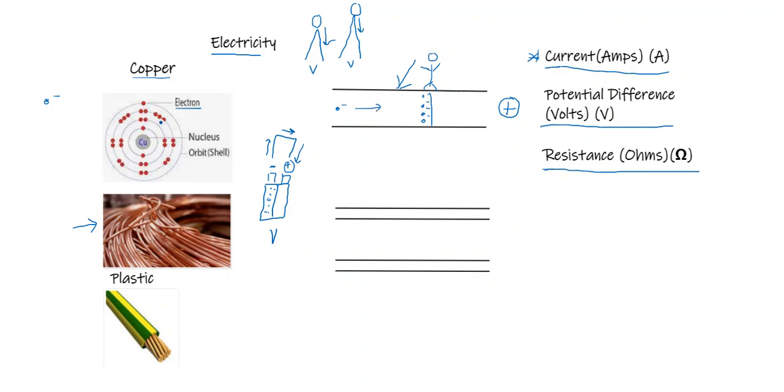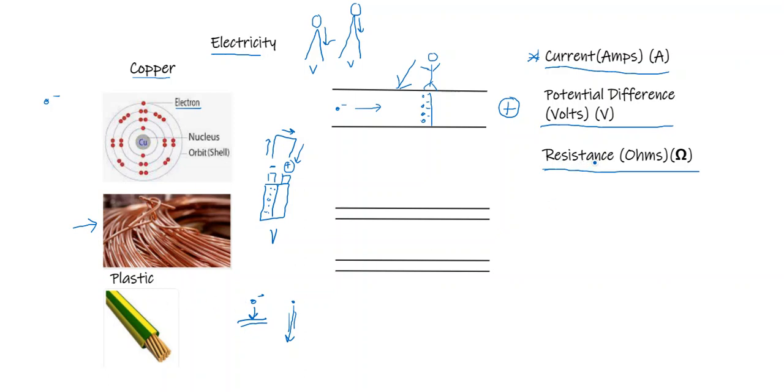For example, copper is a really good conducting material, so it easily lets electrons move through it. On the other hand, plastic is what's called an insulator. If this is a piece of plastic and you have an electron here, the electron can't move through the piece of plastic, so it can't conduct through it. Whereas if you have a piece of copper here, the electron will easily move through and out the other side.